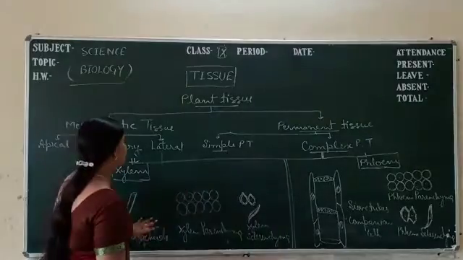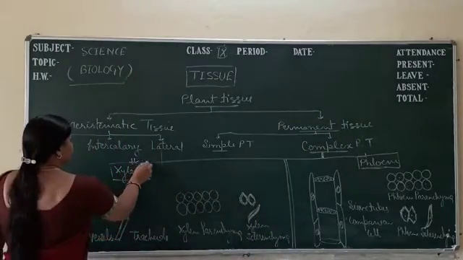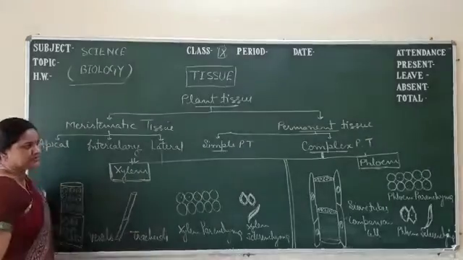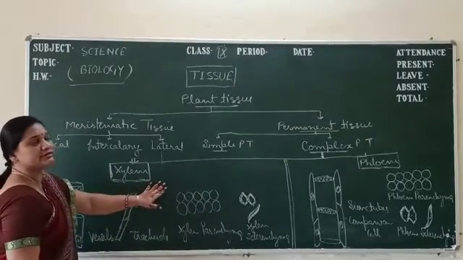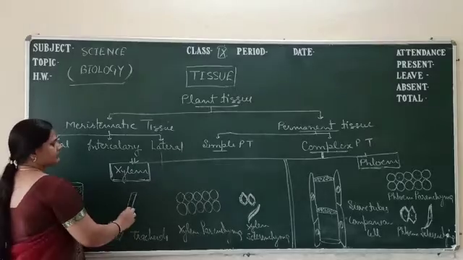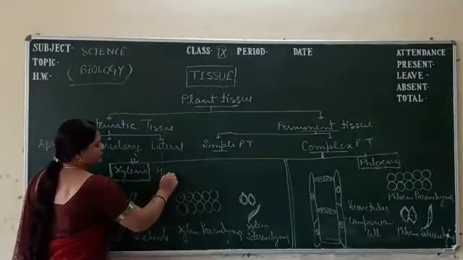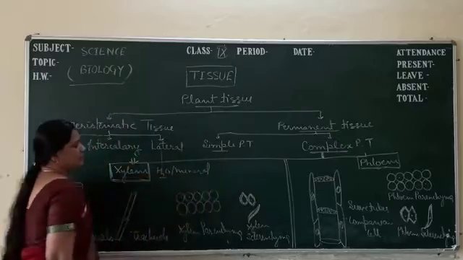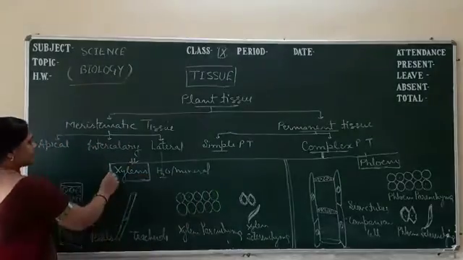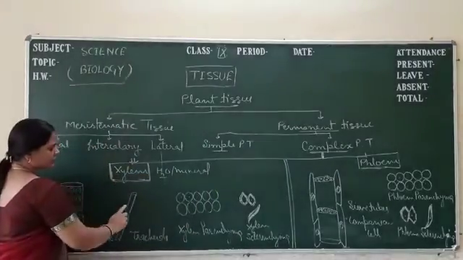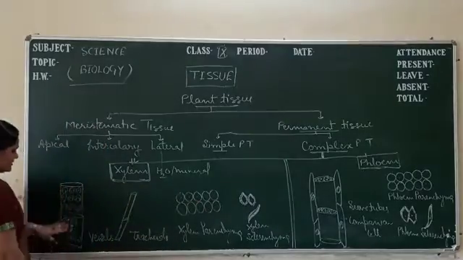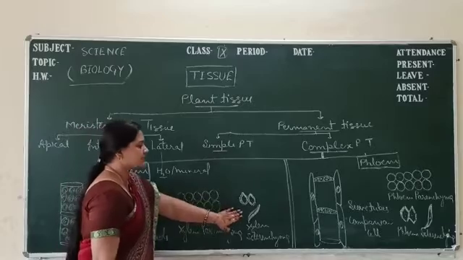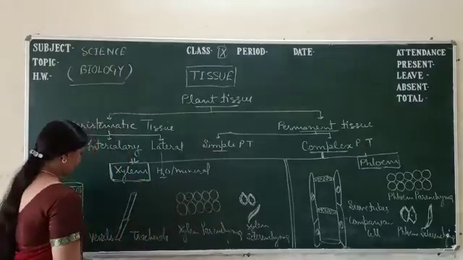Complex permanent tissues are of two types present in the plants, xylem and phloem. Xylem and phloem both are conductive tissues. The function of xylem is conduction of water and minerals in the plant, and the xylem is made up of four types of elements. These are vessels, tracheids, xylem parenchyma and xylem sclerenchyma.